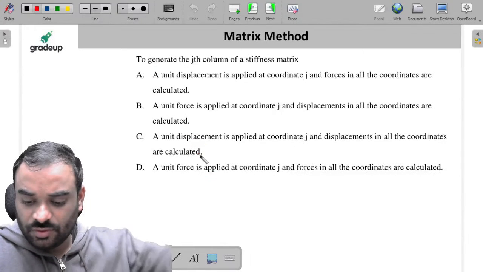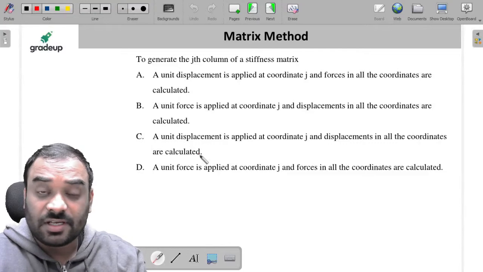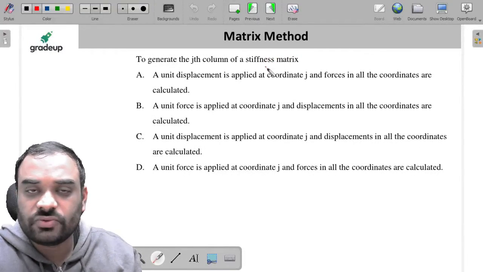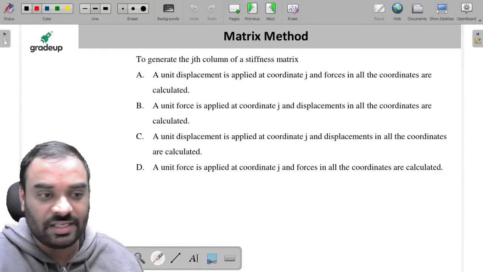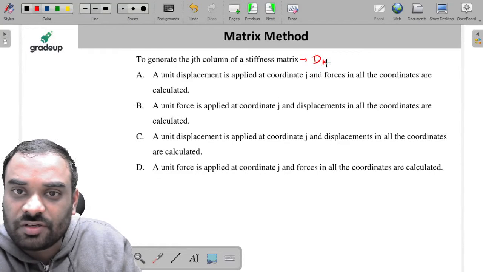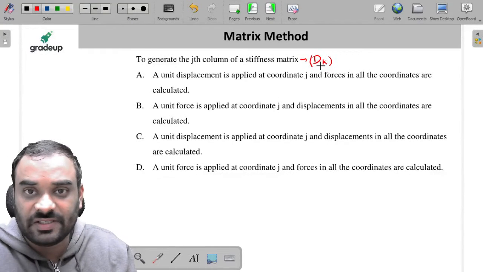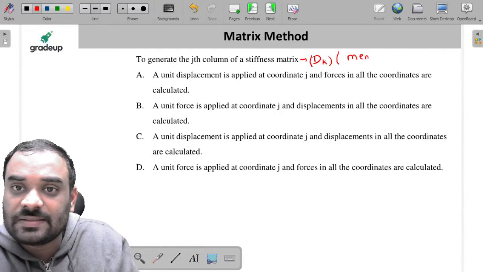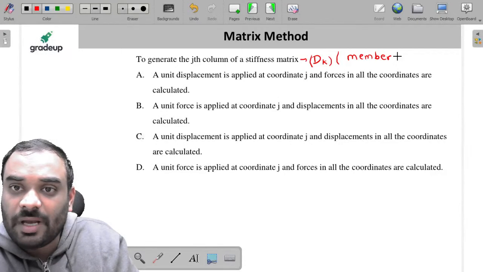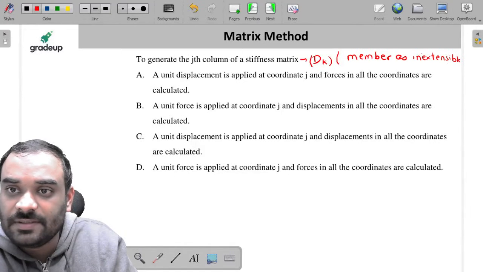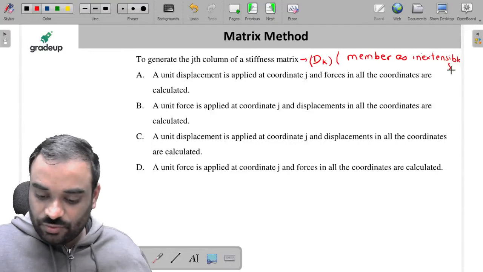Okay. So let's understand the concept, my friends. Whenever we are using the stiffness matrix, what are the unknowns? That is your dk value. The unknowns are dk over here, which is the kinematic indeterminacy. And generally, we consider the member as inextensible. Listen carefully: member as inextensible. Okay, guys?